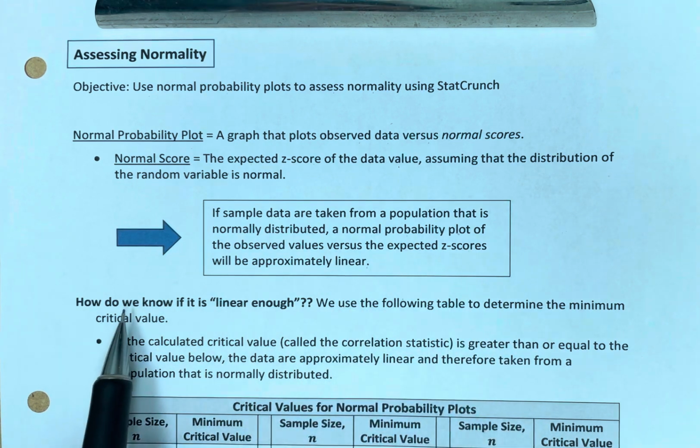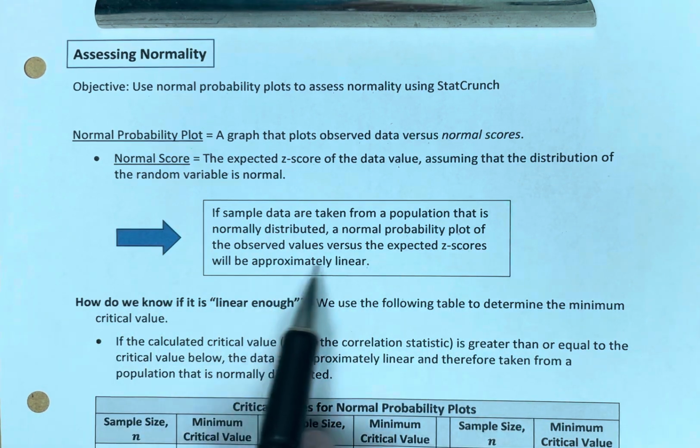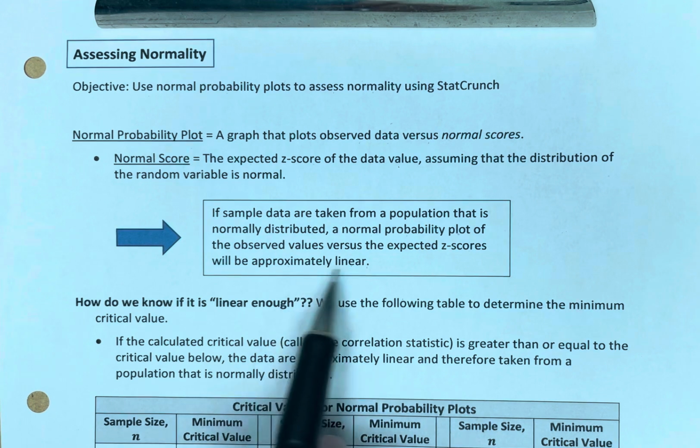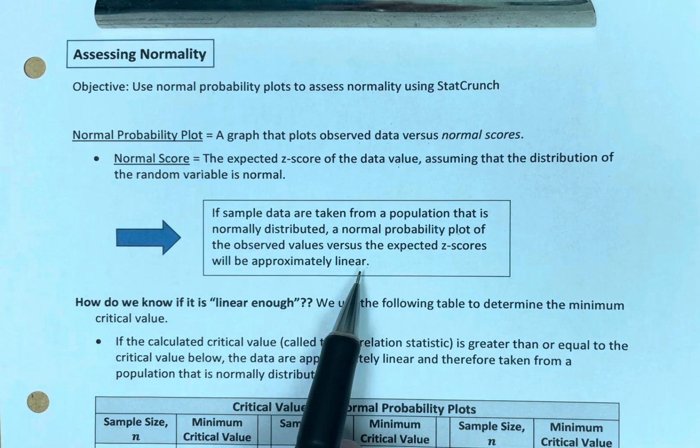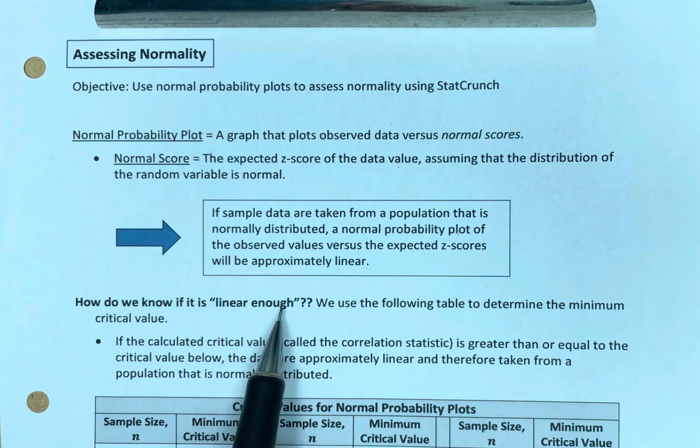Now, how do we know? It says approximately linear. It's not going to be precisely linear. It probably will never be exactly a perfectly straight line. That's most likely not going to ever happen with real data. So how do we know if it's linear enough? Is it enough of a line? Is it close enough to a line so that we can say that it's normal?